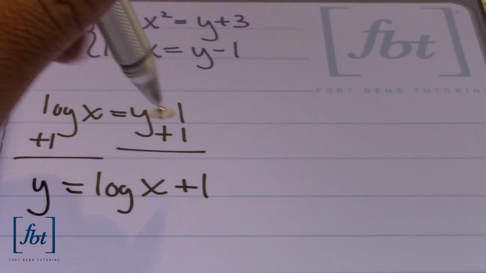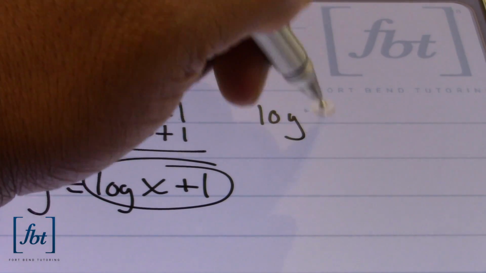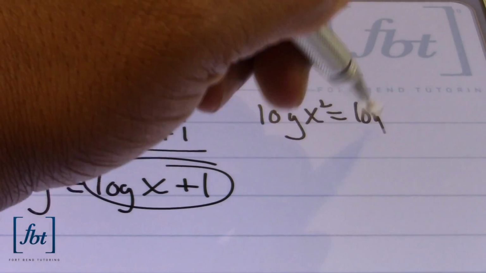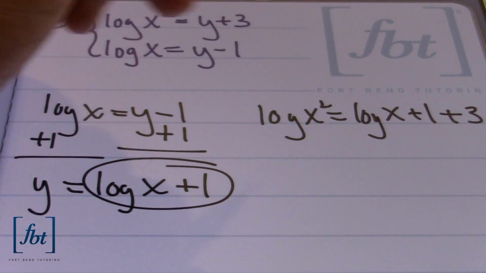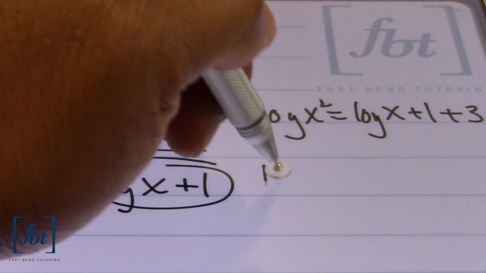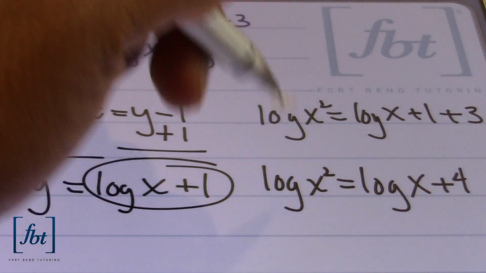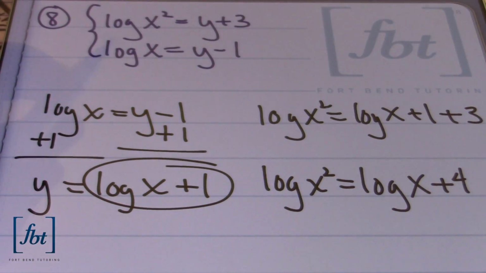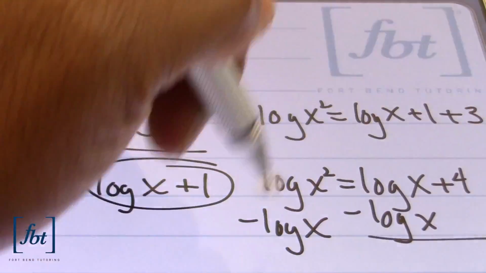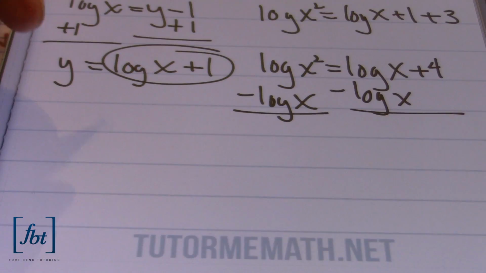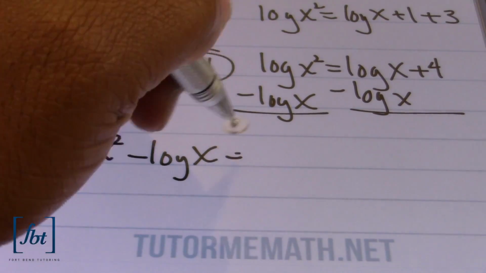All right, so substituting this value of y into the first equation, we can rewrite our first equation as log of x squared equals log x plus 1 plus 3. So this is what I have thus far. I know that I can combine my like terms on the right side, so I can rewrite it as log x squared equals log x plus 4. And then I want to put all the variables on one side of the equal sign. So I'll be subtracting log x from both sides, like so. And I'll also be rewriting the equation as log of x squared minus log of x equals 4.